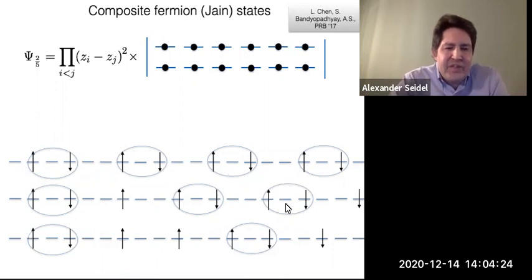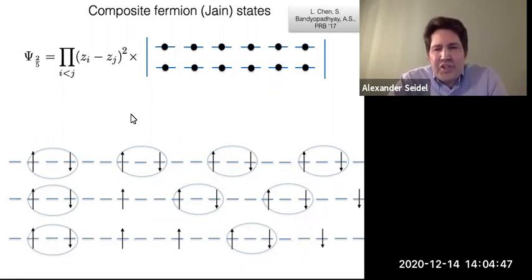At less dense filling factors, there could be isolated spins which are unconstrained. You can show that if you count all these root states at given angular momentum, again, you find that it agrees perfectly with the edge theory that's expected of this state, which has 2 branches of chiral bosons. So there's a lot more interesting things to be said about composite fermion states. Unfortunately, I don't have time for that.